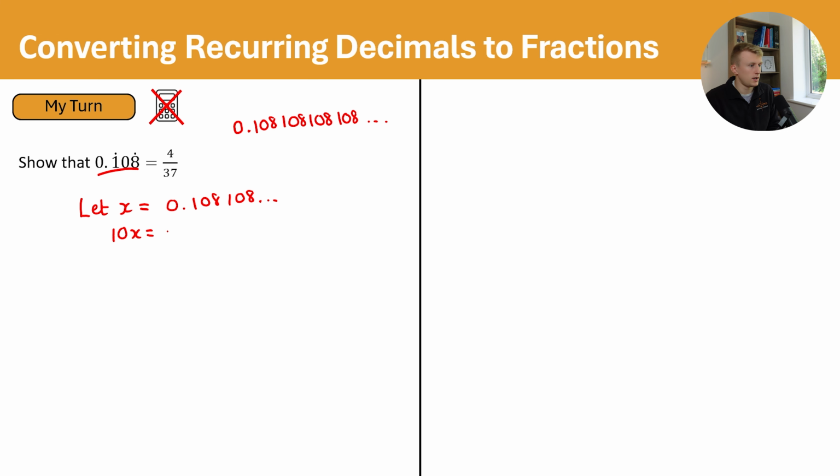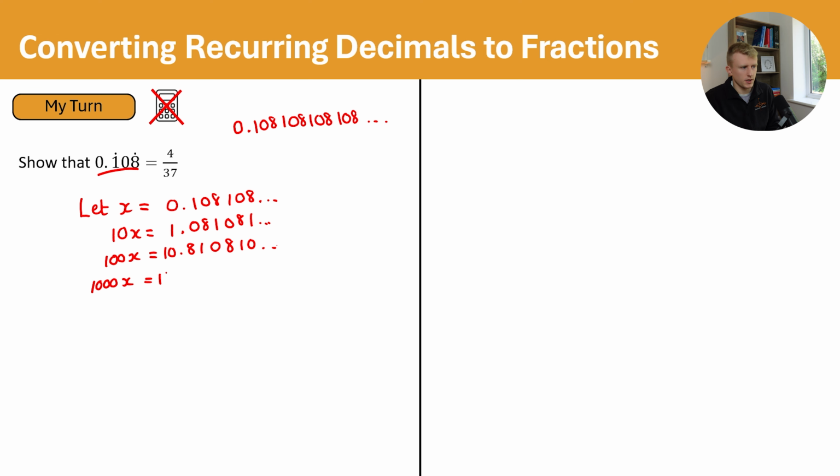So 10x is going to be 1.08108 1, and so on. So you can see that this tail is not lined up if we went to 10x. And if we go to 100x, well, it would be 10.8108 10, and so on. And it doesn't line up with either of the two above in that case either. So we would need to go to 1000x.